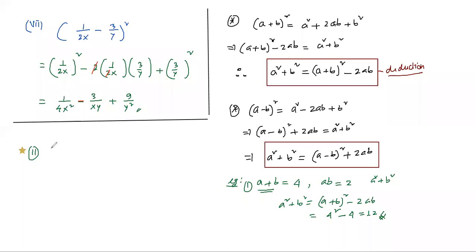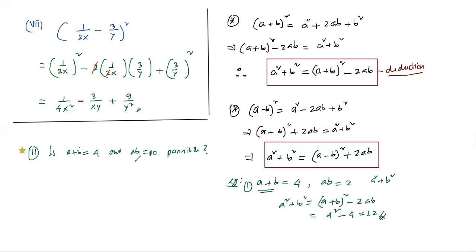Is a plus b equal to 4 and ab equal to 10 possible? Is that possible? They are asking you to justify it. See, this is a question of plus 10 standard only, right?